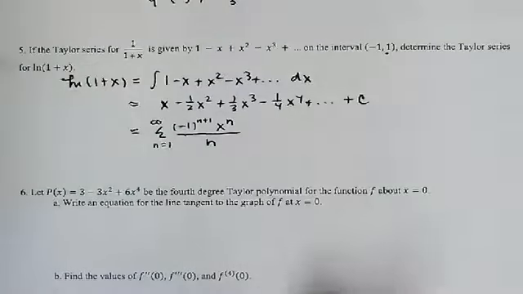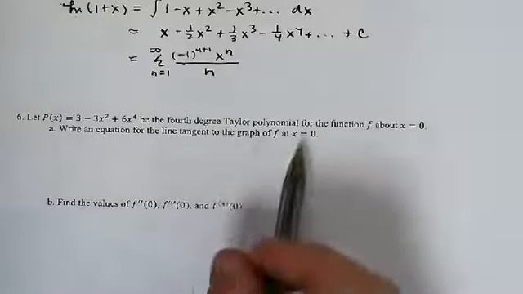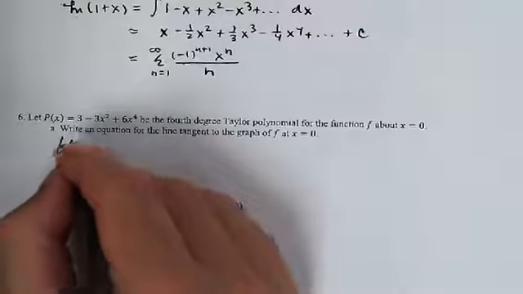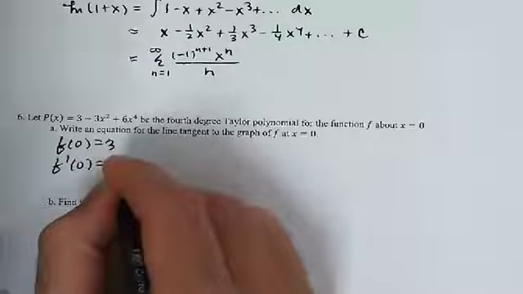Okay. Number 6. Let P be the fourth degree Taylor polynomial for f around x equals 0. Write an equation for the line tangent to the graph of f at x equals 0. This is very much like that one on the front page. I'm going to say that f of 0 equals 3 and f prime of 0 is equal to negative.